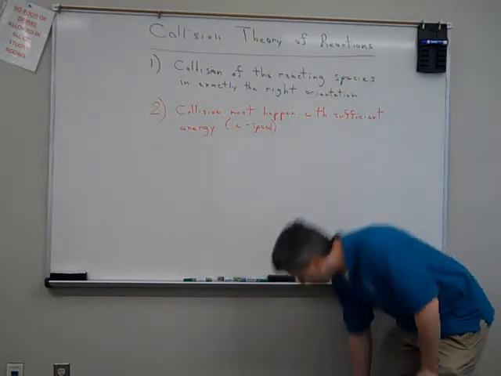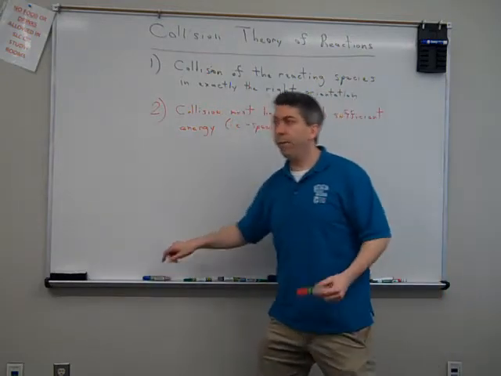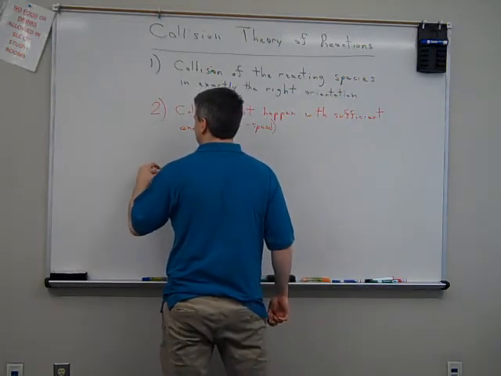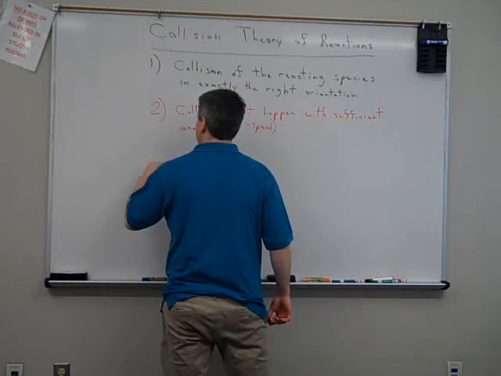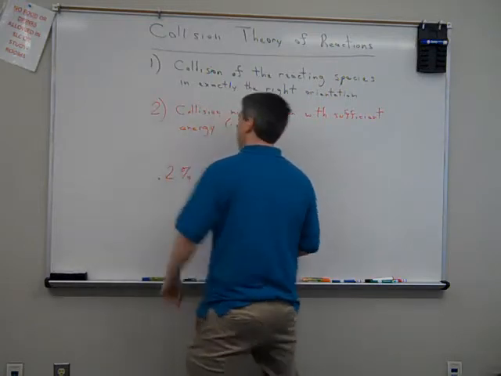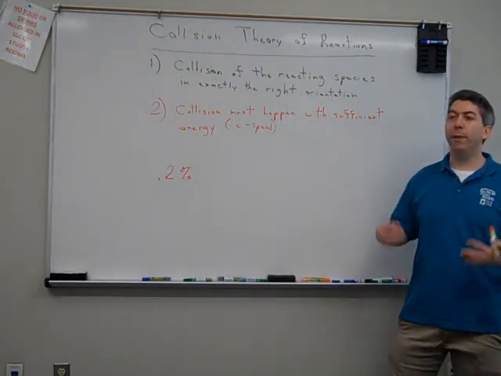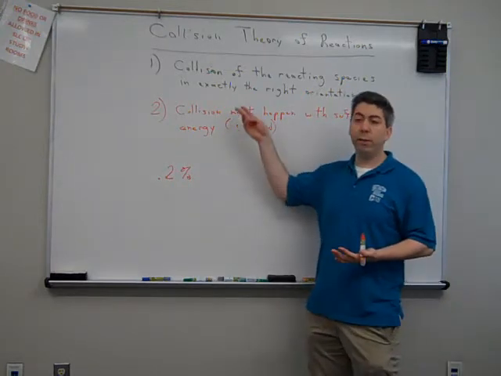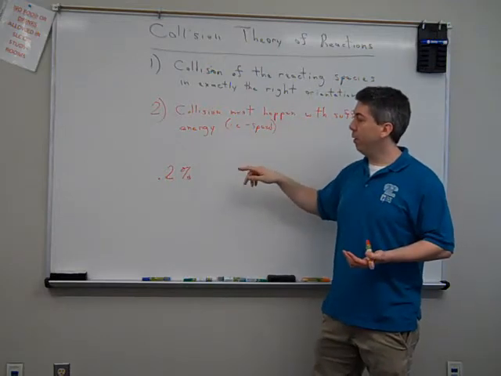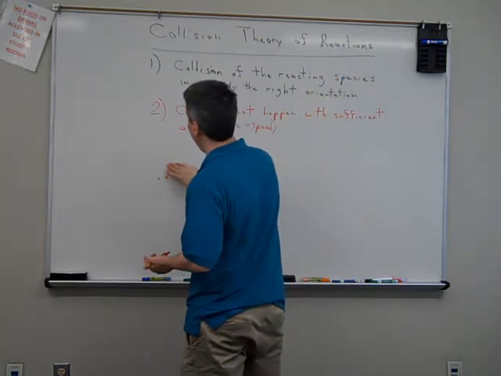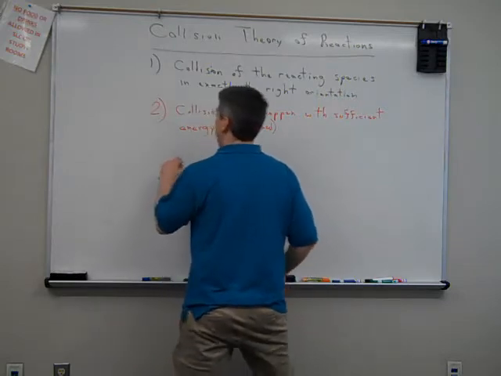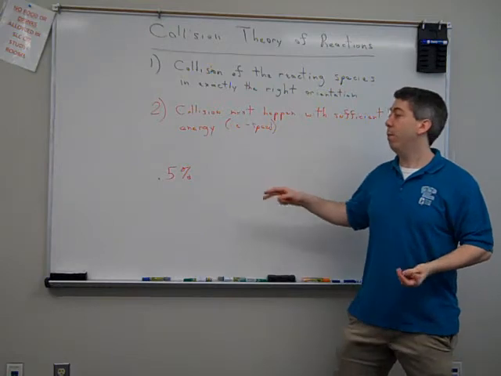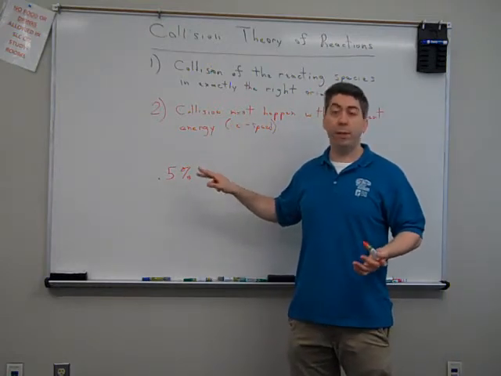So if roughly, just because of probability and statistics, maybe 0.2% of all collisions resulted in a successful chemical reaction, if you increase the speed and the energy, you'll increase the percent of successful reactions to maybe like 0.5%, because more of the correct collisions will have sufficient energy. But you're also going to increase the number of collisions.